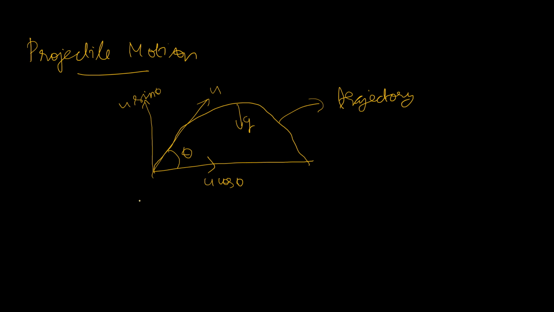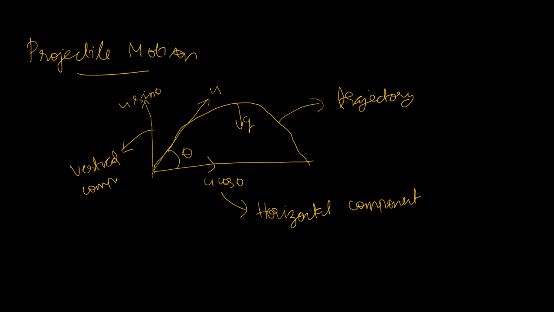If any object is thrown with a velocity u making an angle theta with the horizontal, then the horizontal component of initial velocity is u cos theta. And this is the vertical component of initial velocity, u sine theta. And u is the initial velocity.